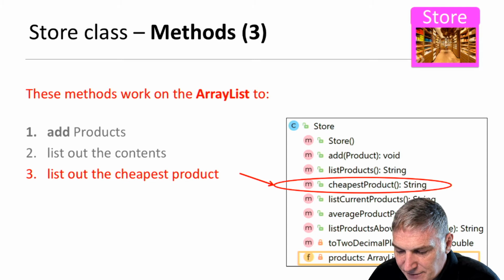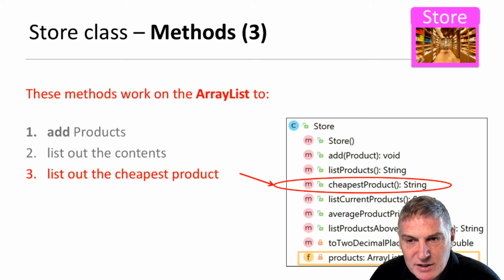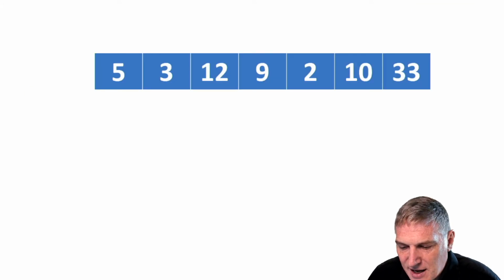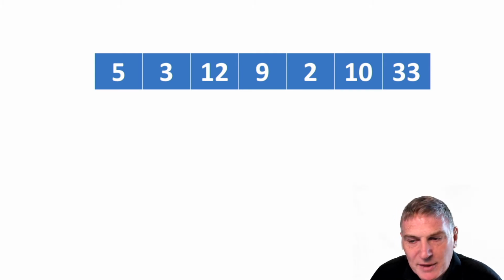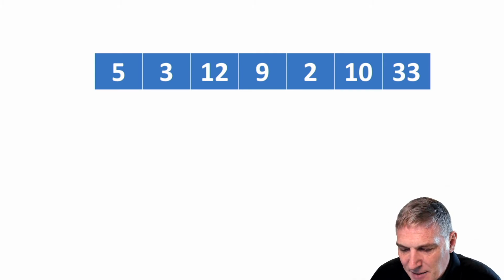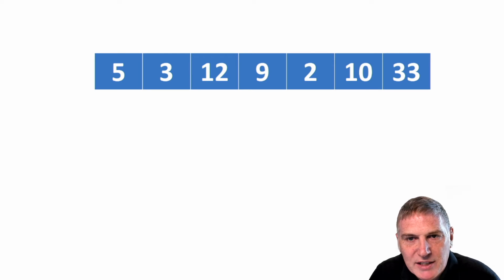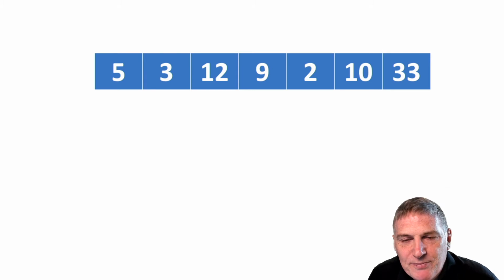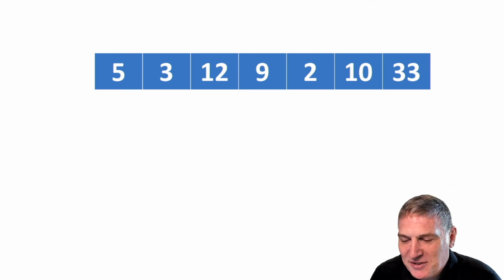So we're looking at finding the cheapest product and returning a string, which is the name of the cheapest product. To do that, we have a simpler problem that we need to look at first, and this will help with the coming slides. So here we have a list of 7 numbers. You take a look at those numbers, which one is the smallest? So I'm sure you got the right answer being 2, of course.